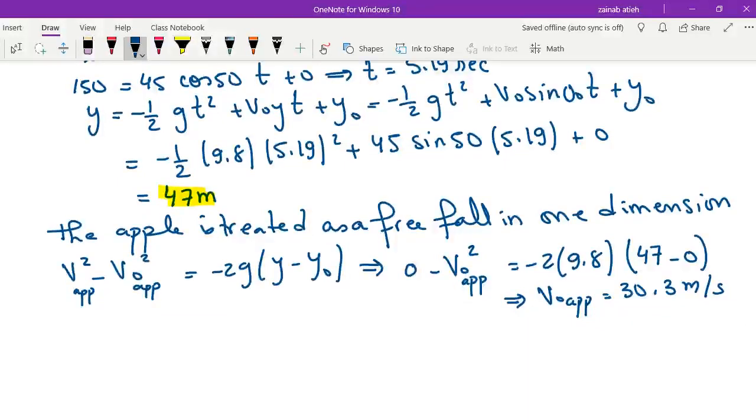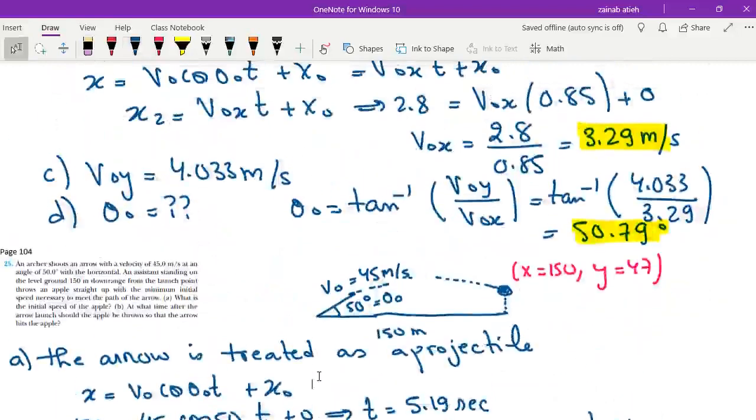In part B, it says... I shall move upward a little bit to see part B. Sorry. In part B it says, at what time after the arrow launch should the apple be thrown so that the arrow hits the apple.